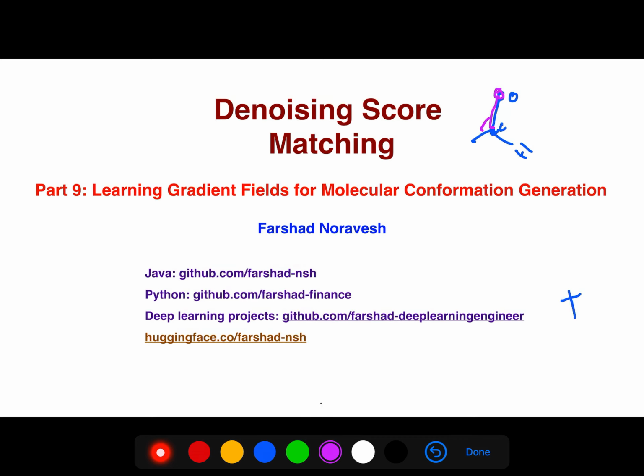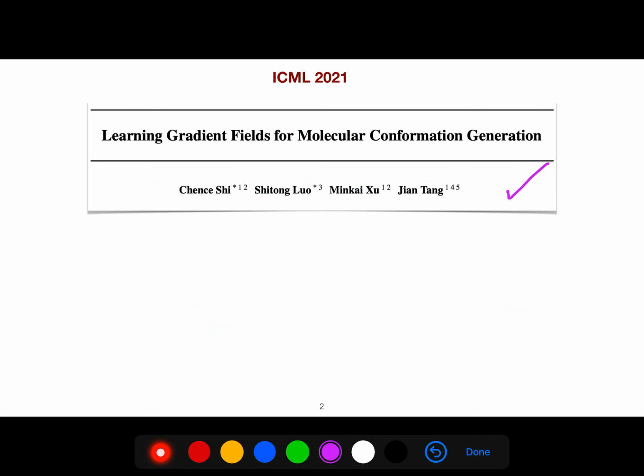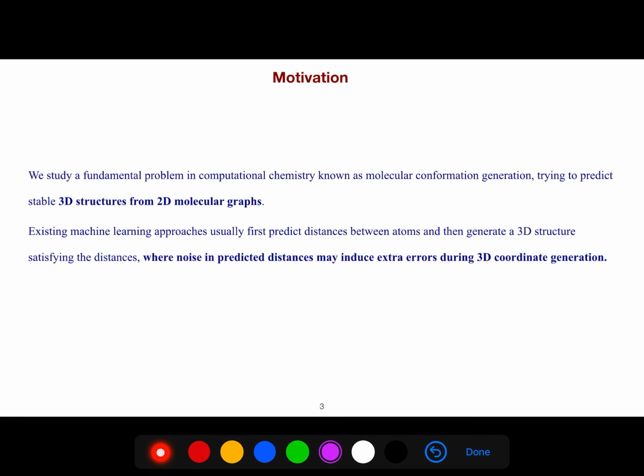are important. So this paper, ICML 2021, studies a fundamental problem in computational chemistry known as molecular conformation generation, trying to predict stable 3D structures from 2D molecular graphs. Existing machine learning approaches usually first predict distances between atoms and then generate a 3D structure satisfying the distances, where noise in predicted distances may induce extra errors during 3D coordinate generation.